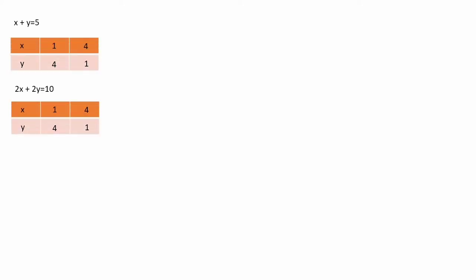Next, let's represent these two equations graphically. First equation x plus y equals 5, its corresponding table of values is here. Second equation 2x plus 2y equal to 10, the corresponding table of values is here. Both have the same table of values because both equations are the same. When we cancel 2, we get the same equation x plus y is equal to 5.